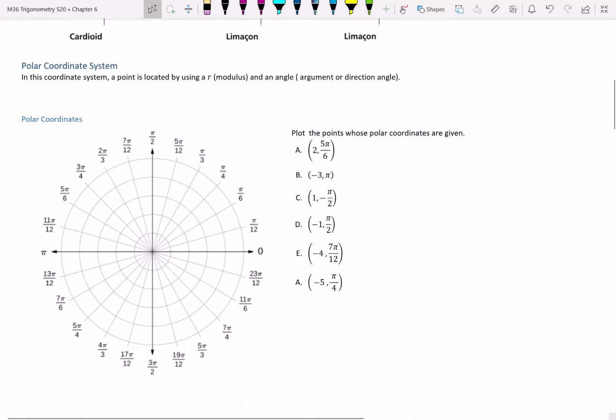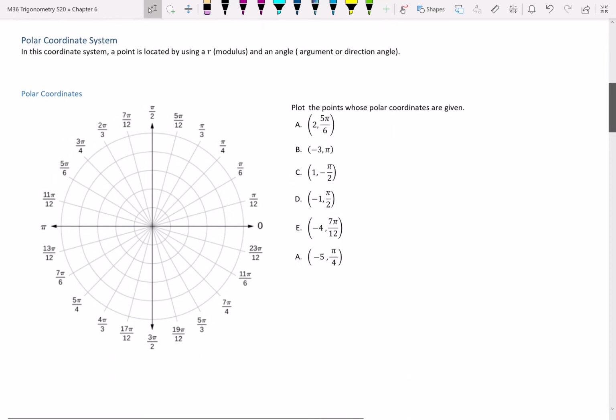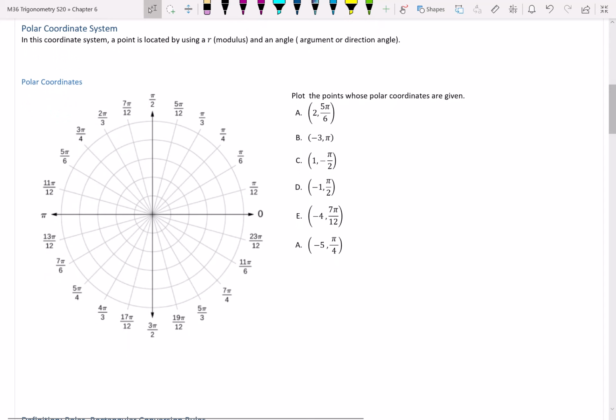In order for you to plot a point, you're going to need to use your r, which is your modulus, and an angle, which is the argument or the direction angle. We've been talking about that for most of chapter 6. We've been talking about how do we get a modulus and how do we get an argument given a point. Here I have a polar graph on my left hand side, and on my right hand side I have different points, and they're in polar coordinates.